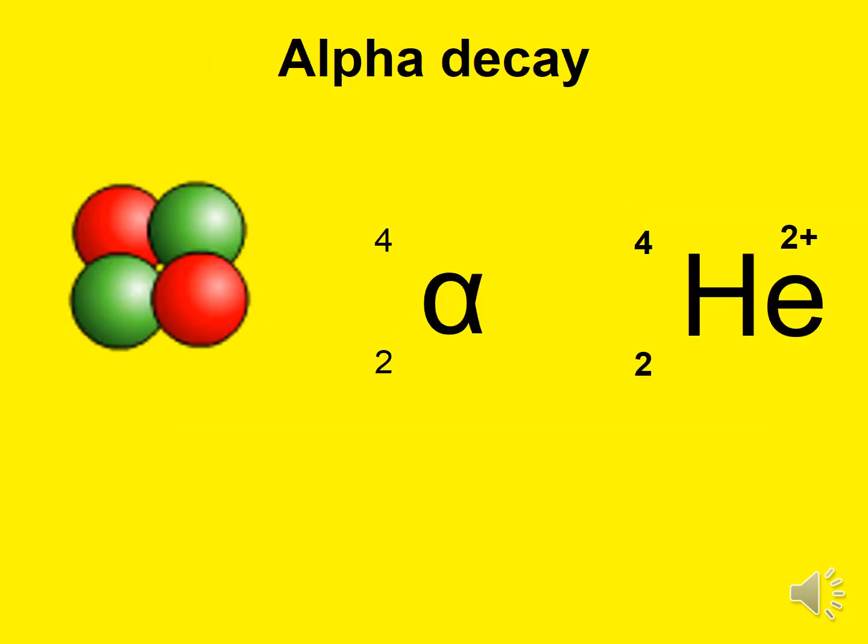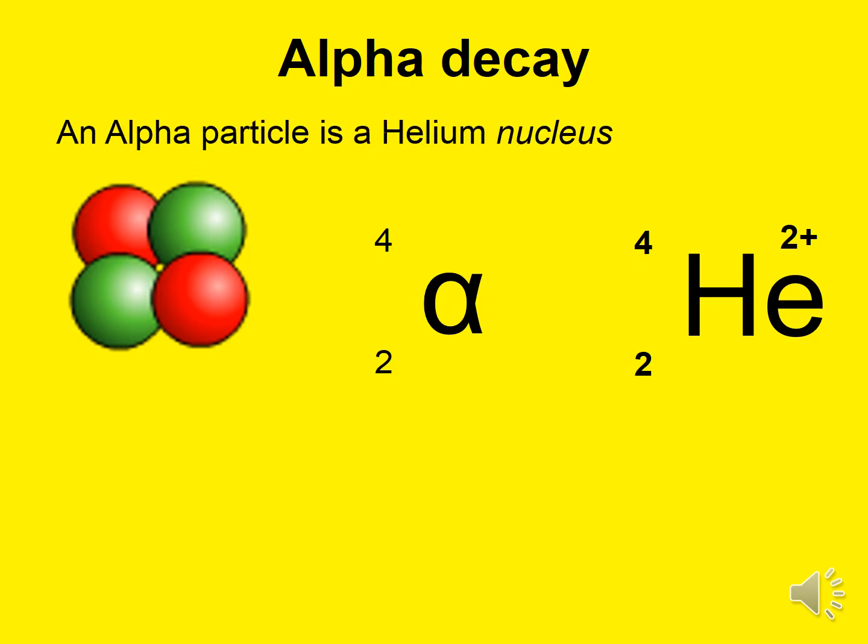Alpha decay then: 2 protons, 2 neutrons. This is how we may refer to it, as an alpha particle like this, or maybe the helium nucleus here. Helium, 2 protons plus 2 neutrons is 4, and a charge of 2 plus, because there are no electrons to balance the positive charge of the protons. So that's what an alpha particle looks like.